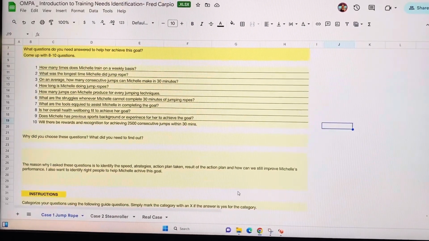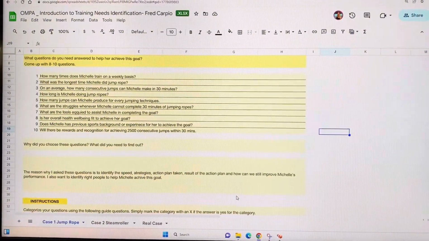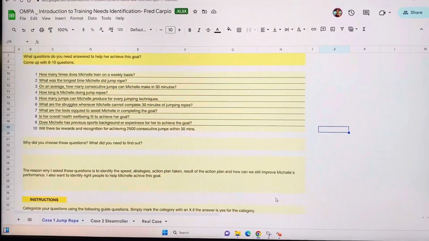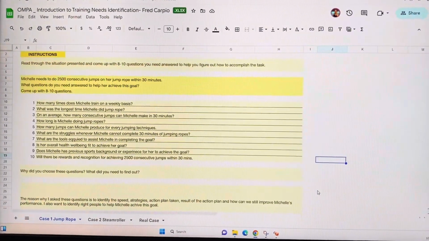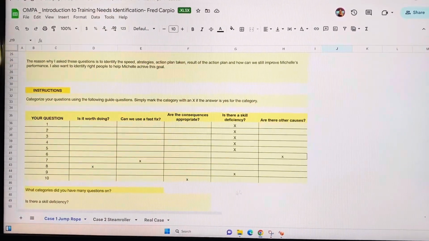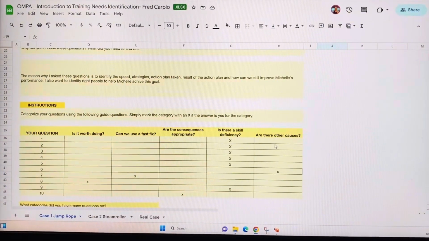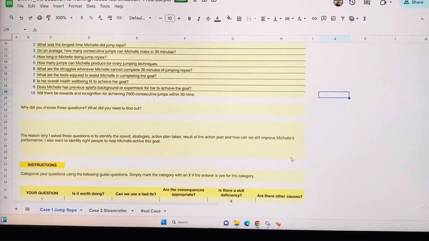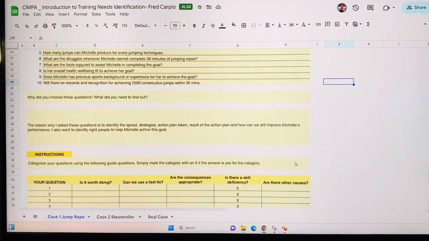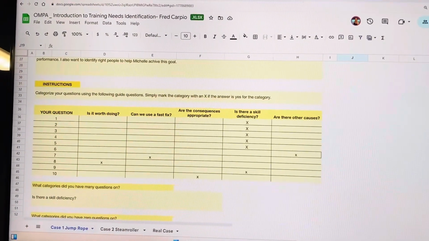Because just like the first one, this will establish the trend or baseline data that we need in order to establish if Michelle is skilled enough to do the 2,500 consecutive jumps on her jump rope within 30 minutes. Number 6 question will fall on, are there other causes? Because what are the struggles? Of course, the struggles, since we want to make sure that was answered with the other causes line item.